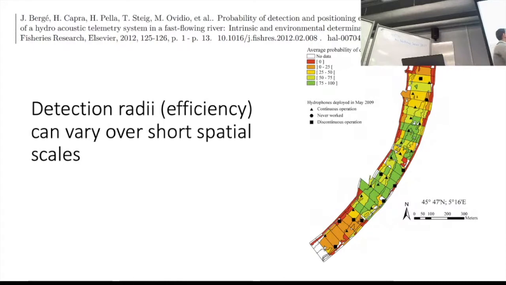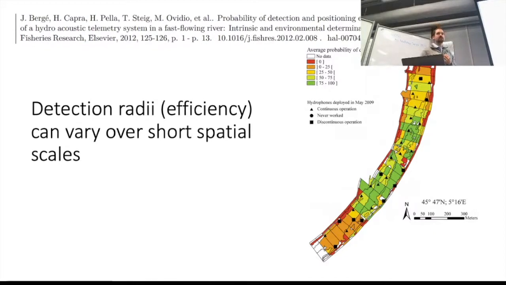So this is from a paper that was looking at detection efficiency of acoustic receivers in a small river system. You can see the spatial scale here. We're only talking about maybe 2 kilometers distance. You can think of it as red is bad detection efficiency, green is good detection efficiency. So even just over the course of a kilometer, you can have some sites that pretty much don't work at all versus receivers that are getting all of the detections that are available to them. So you need to think about this as you're deploying.